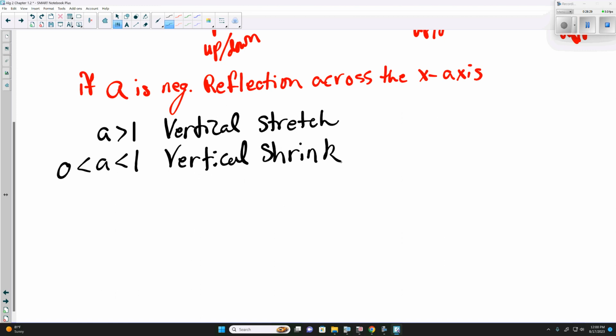Now the stretch and shrink, if it is negative, we're not looking at the negative, we're looking at the number itself. Because if the value of a is negative, it's talking about a reflection. The negative is the reflection, the value is the stretch or shrink. Questions on vertical shrinks or vertical stretch so far?